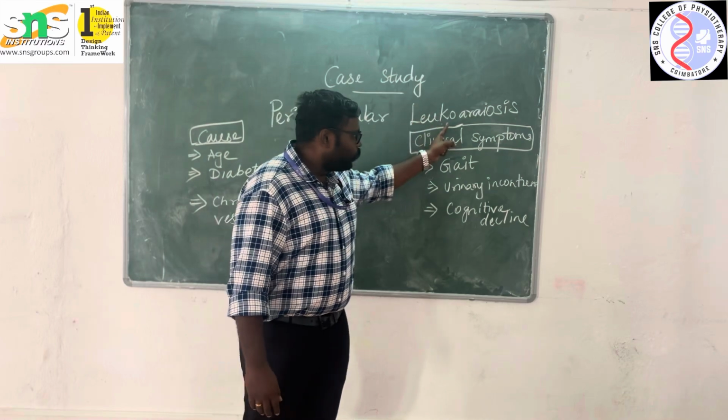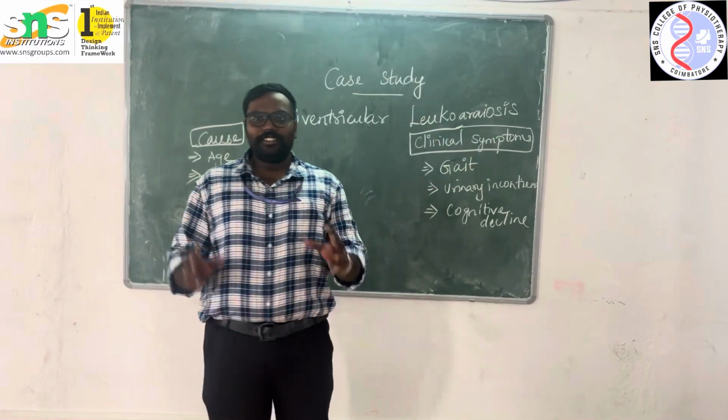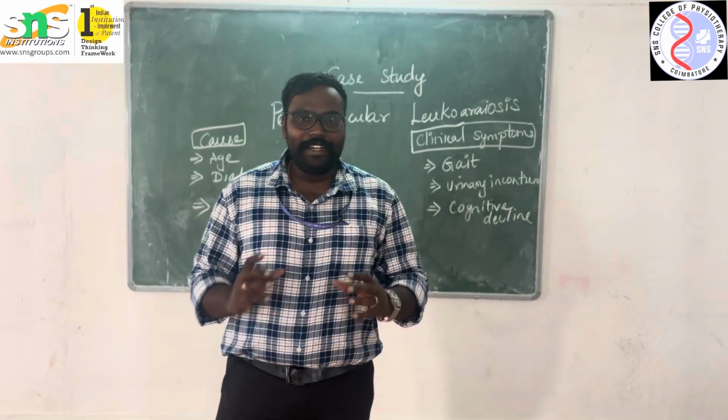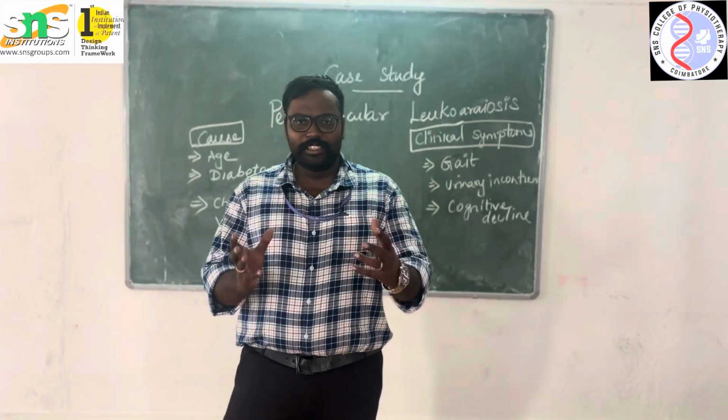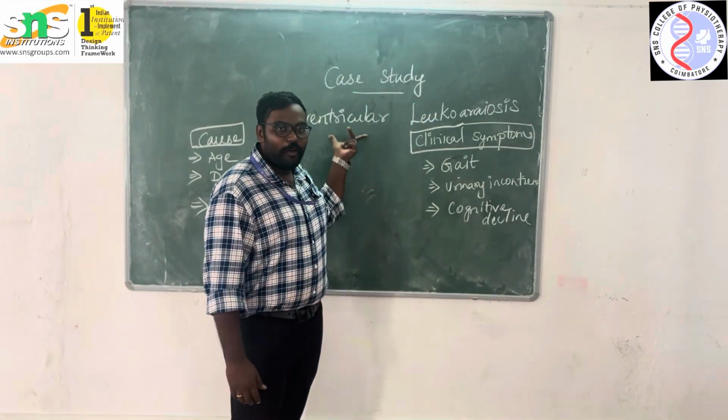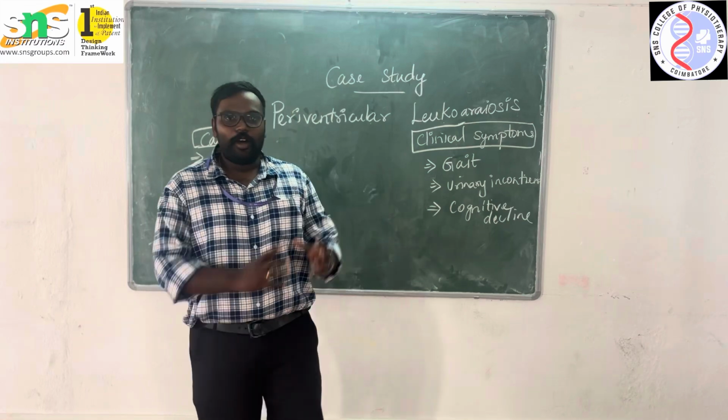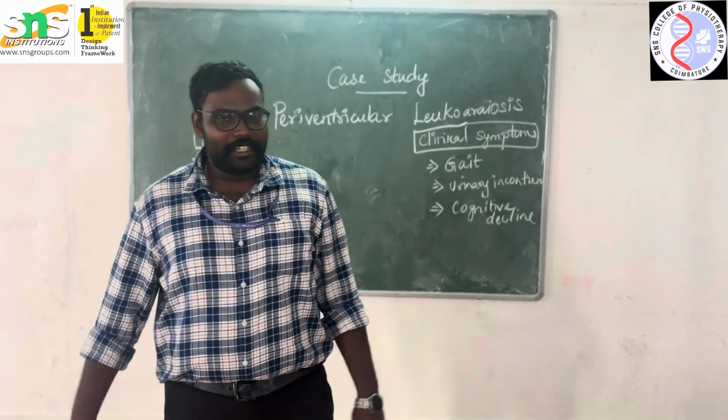Periventricular leukoariosis. So this name itself is a different name. Periventricular means it will be affecting the ventricle area. Okay. So how many ventricles are there? 4 ventricles are there. Okay.